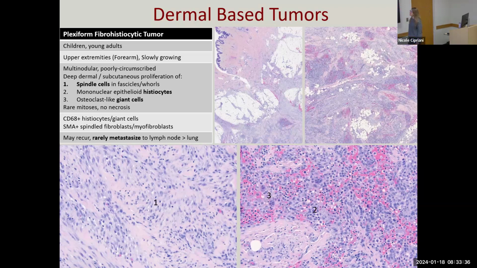The thing with this is, at least when we had early descriptions of this, they occasionally metastasize to lymph nodes. So not a completely indolent thing, kind of these intermediate malignant potential type of tumors where most of them don't, but some of them do. So we are very cautious about it.